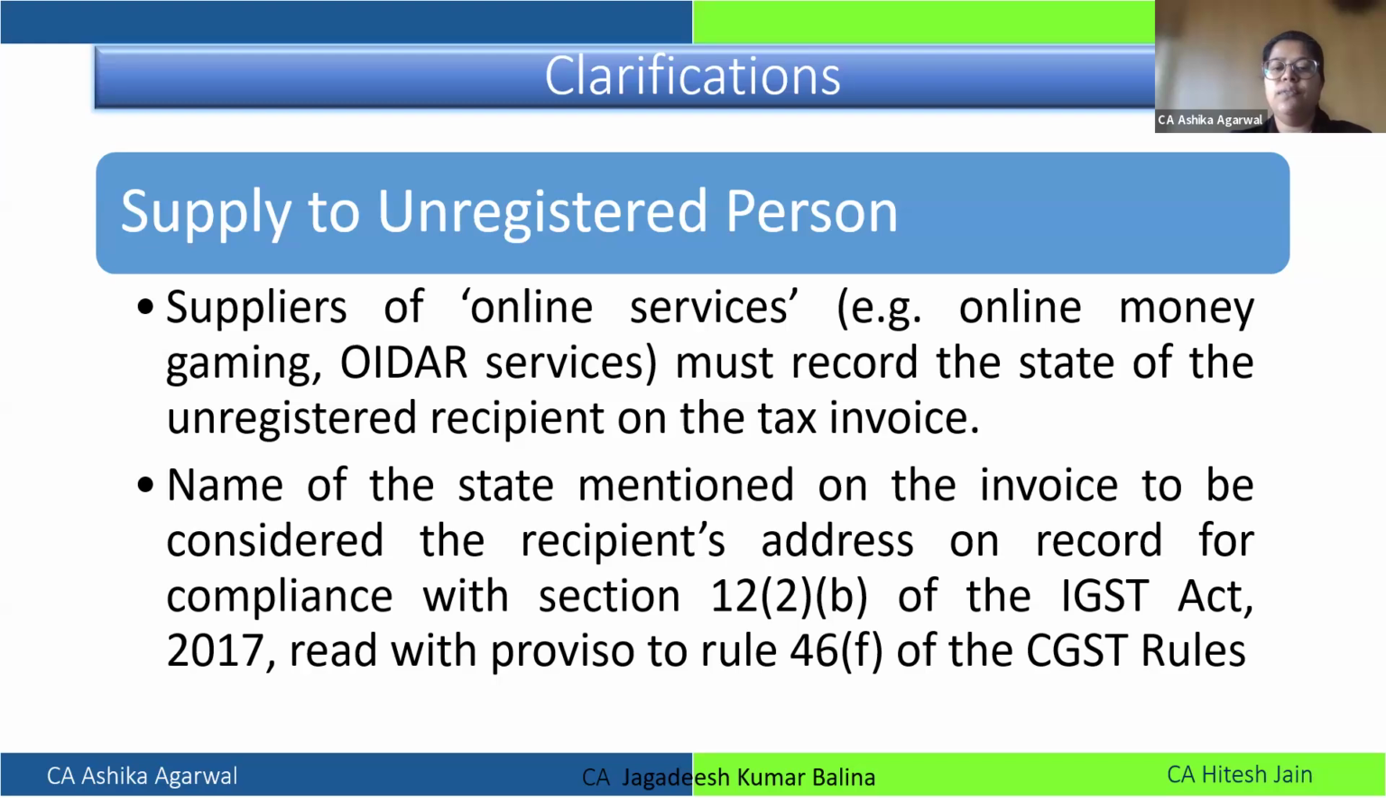So it is important whenever you are making a supply to an unregistered person. Though they have specifically given this for online services, it is equally relevant for other services also which are provided to an unregistered person, that you record the state of that unregistered person on the tax invoice, and accordingly the place of supply will be determined.